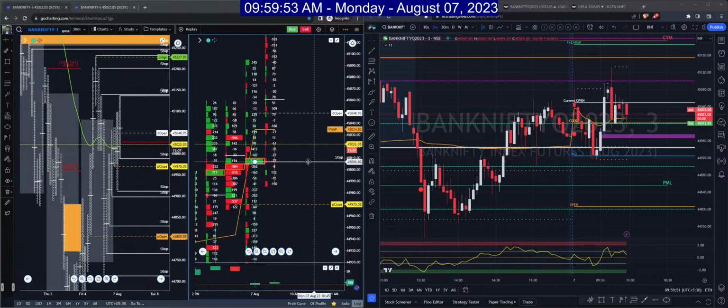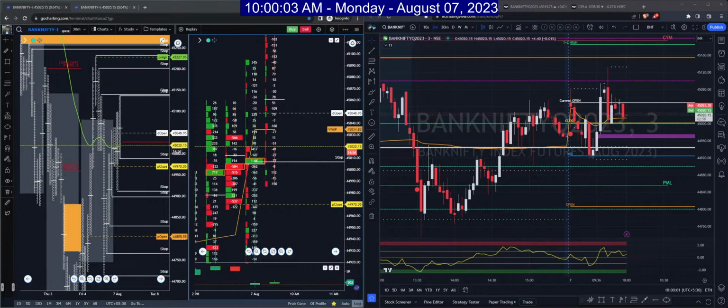Okay, so it is holding this level. So 44,897, 44,900 is where the spot is developing. Now I'll switch to 44,700 call and 45,100 put. Yep, call inventory is long, put inventory is short.